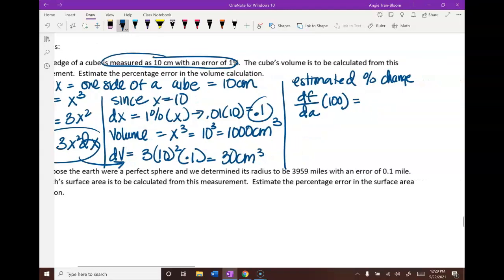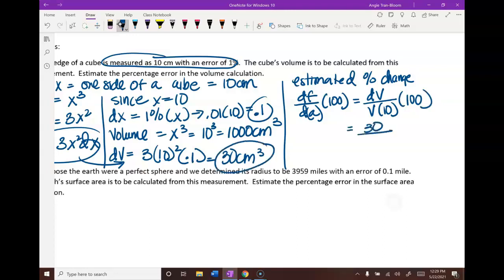Well, we don't have f or dA, we have dV with respect to f of a, which is your volume. So the change in volume, this is dA, I think in your formula, over the volume when the side is 10, and then times 100 because it's going to be a percentage. We have dV, which we calculated as 30, and the volume is 1,000, and we multiply by 100 because we want a percentage. So students, this comes out to be 3%. The estimated percentage of error for the volume is 3%.